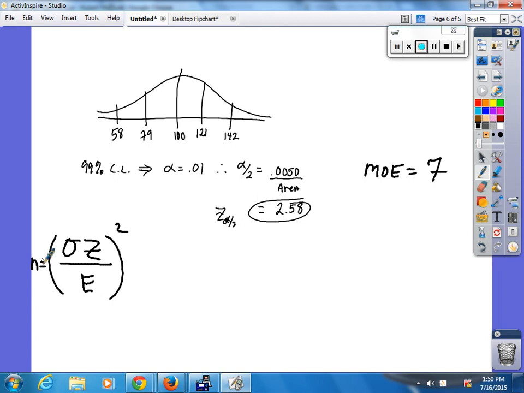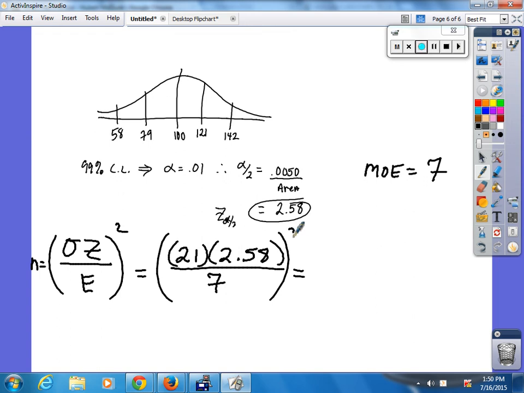So, what's our standard deviation? 21? 2.58 over 7. Is it not negative 2.5? Nope. Remember, we always use the positive. You didn't watch the video. I did. All right. So, let's see. That's 3 times 21 is 63. So it's around what? 9?